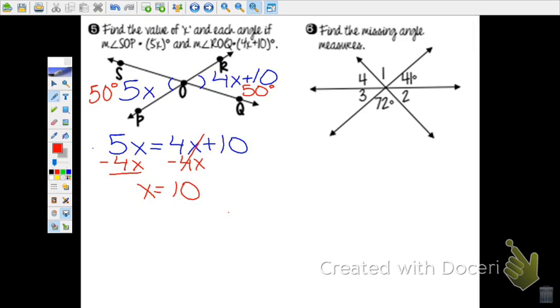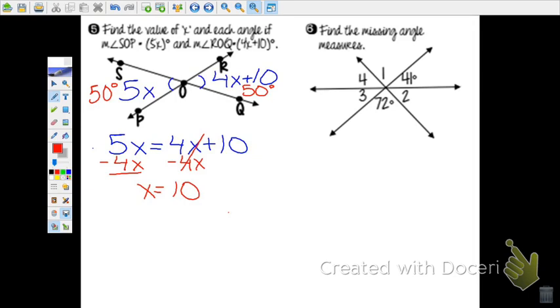And then in number 6, I've got 3 lines that intersect. We can look at any 2 lines and find vertical angles. So we've got 6 different angles. They told us the measure of 2 of them. We have one that's 41, we have one that's 72. We need to find the other angle measures. Lots of different ways we could start, work through this.